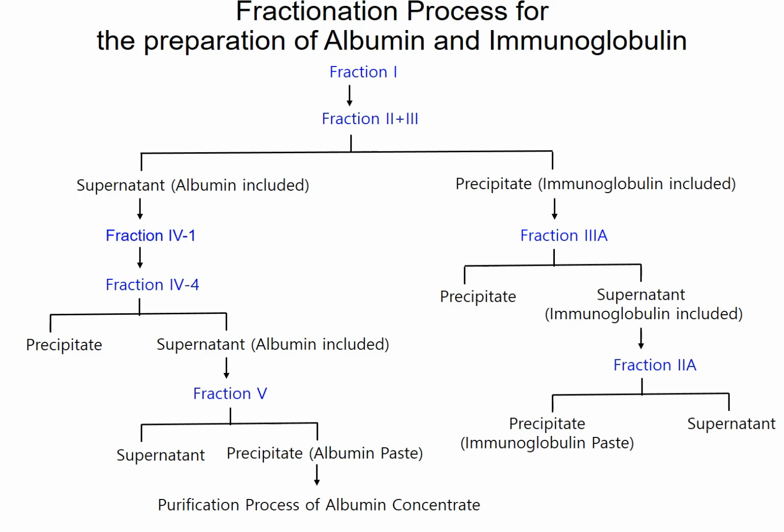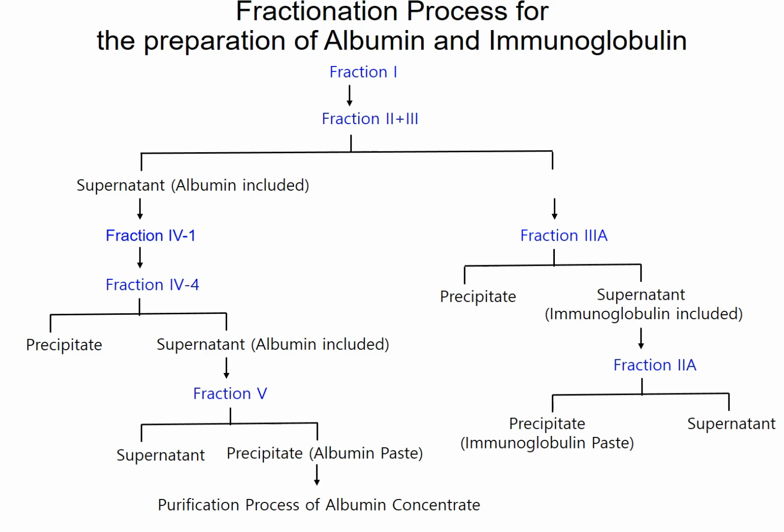In order to remove components other than albumin, fractions 4-1 and 4-4 are performed. And then, after going through fraction 5, albumin is precipitated in the form of paste. The albumin paste is subjected to further processing for the purification of albumin concentrate.